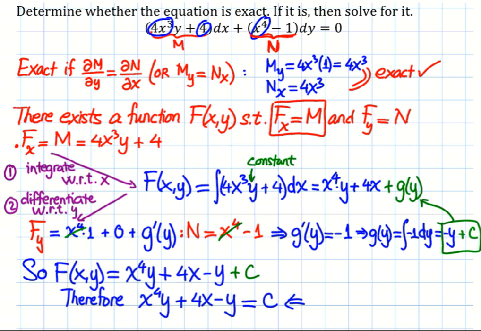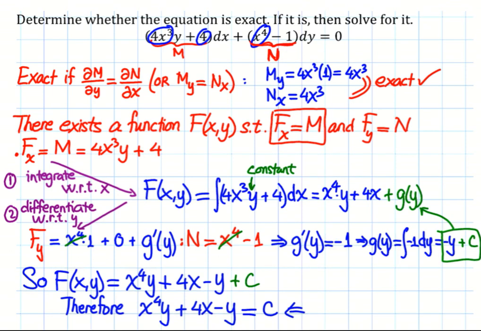And to recap, to check if the equation is exact, we check this condition. And to solve it, there will be two steps. Integrate with respect to x to get back the function, and then differentiate that function with respect to y, and then we make that equal to N, and then we solve for it.